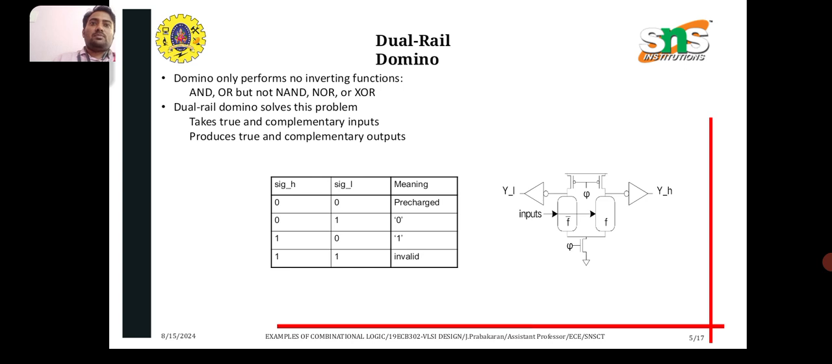Here are some examples of dual rail. The circuit for the true output will have NMOS transistors connected in series corresponding to A and B. The complementary output will have a separate NMOS network that is logically equivalent to the complementary input.